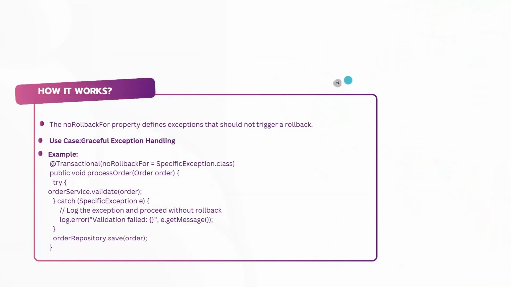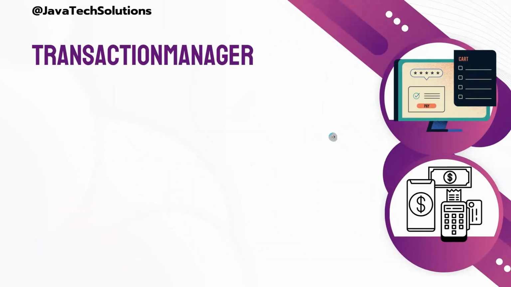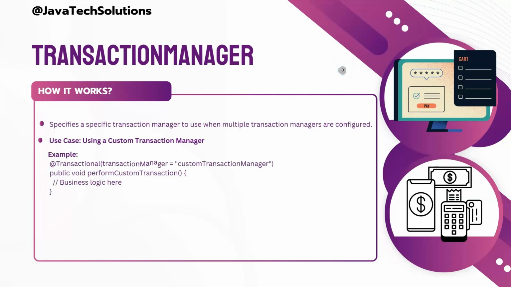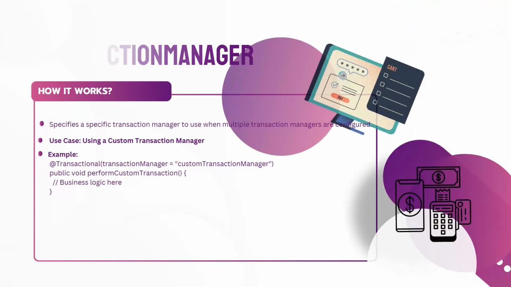Okay. Next, another thing we have is the transaction manager. What is it? This specifies a specific transaction manager to use when multiple transaction managers are configured. So we use this custom transaction manager if we have multiple transaction managers in our system. This is another property that we can use with the transactional annotation, and here we define the name for it. So this is all for this one.